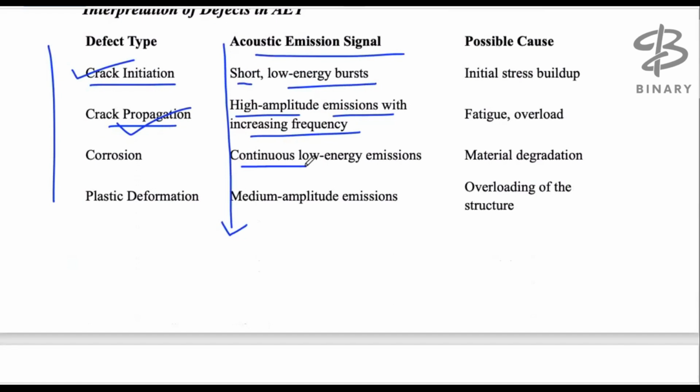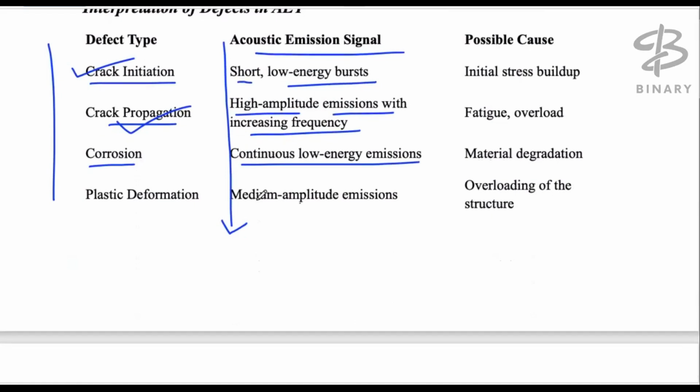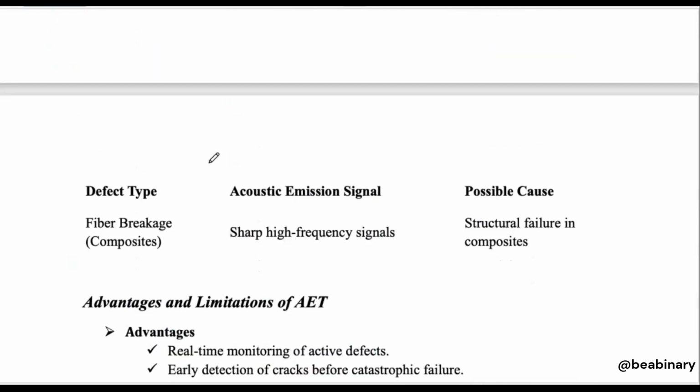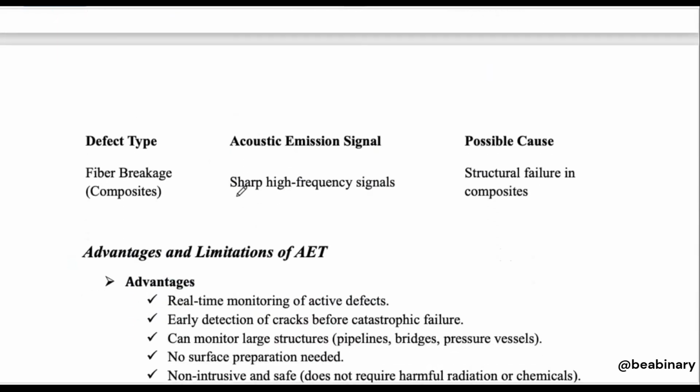Continuous low energy emission means corrosion. Medium amplitude emission means plastic deformation. I mean, the deformation has already been done, which we cannot remove to return to the original position. The next one is a sharp, high frequency signal. It means fiber breakage, which applies to composites.